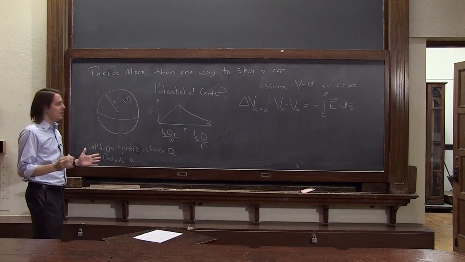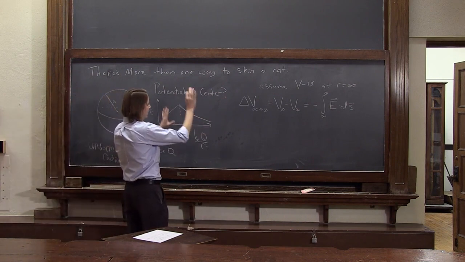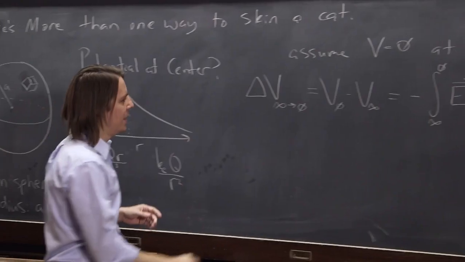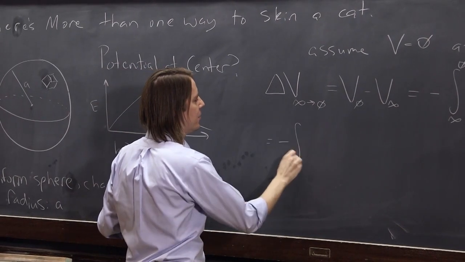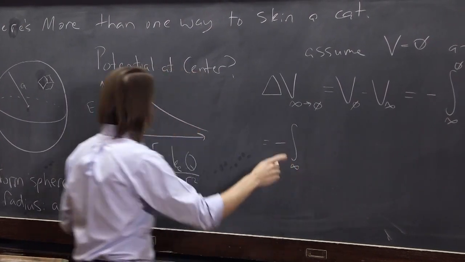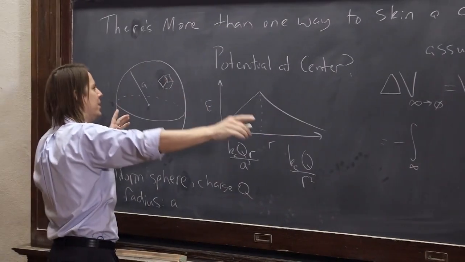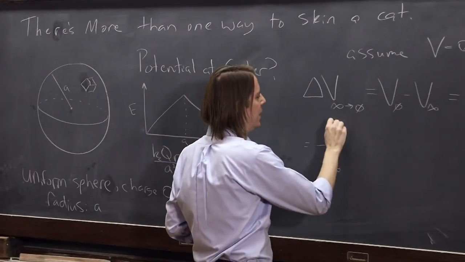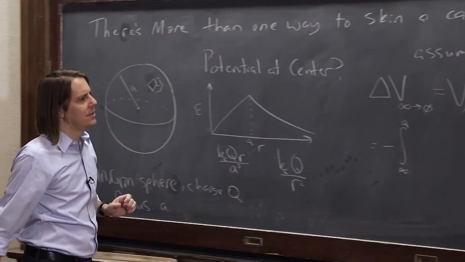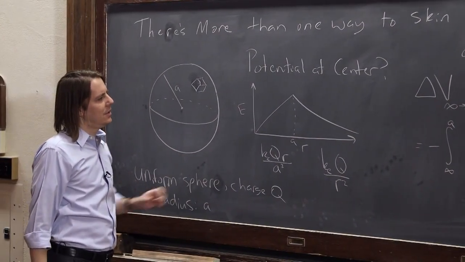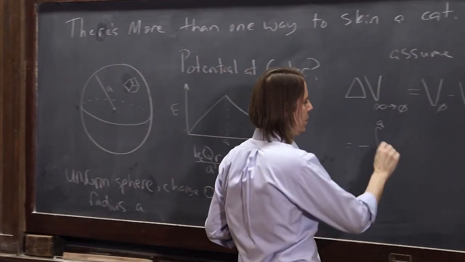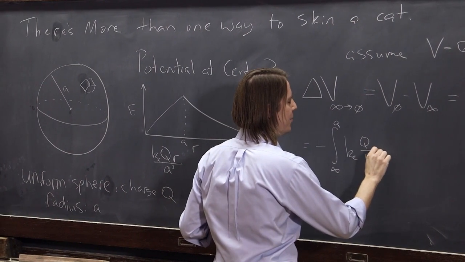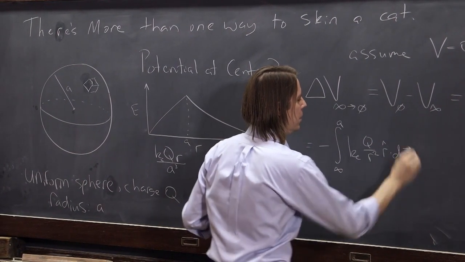Well, now we have to plug in for E. We have 2 domains. Which one do you use? The good news is it's an integral, right? An integral is a sum, so you just break it up into 2 sections. So this is equal to minus the integral from infinity to A. We're going all the way from infinity to come up to the surface, A, and there the E field is KEQ over R squared. And remember, it's this R hat dot ds.